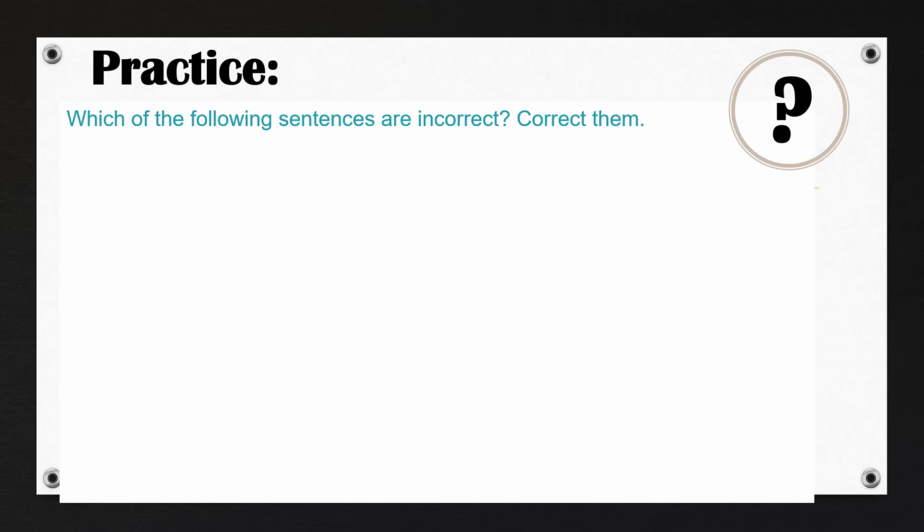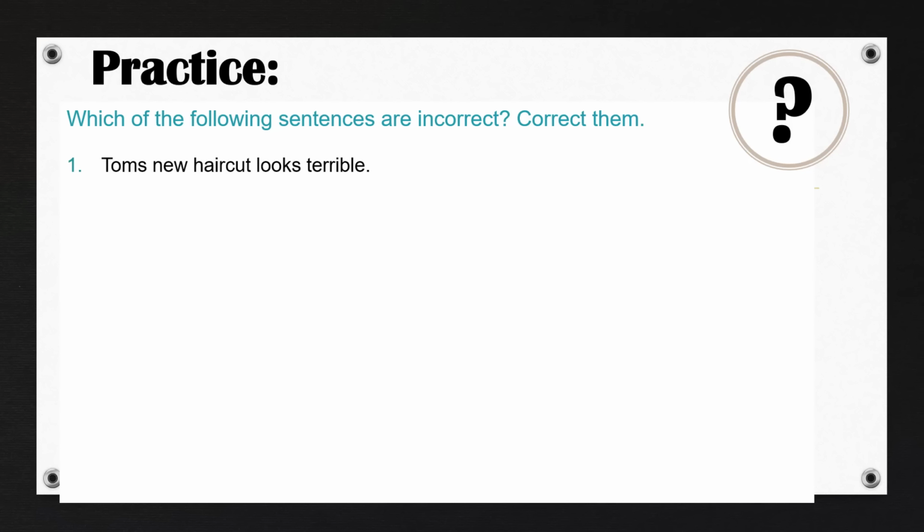Okay, so now we are going to do a 10-question quiz to practice what you have learned about apostrophes and possessive nouns. So which of the following sentences are incorrect? And if they are incorrect, you have to correct them. I'm going to read each sentence once, and afterwards we will correct them together.